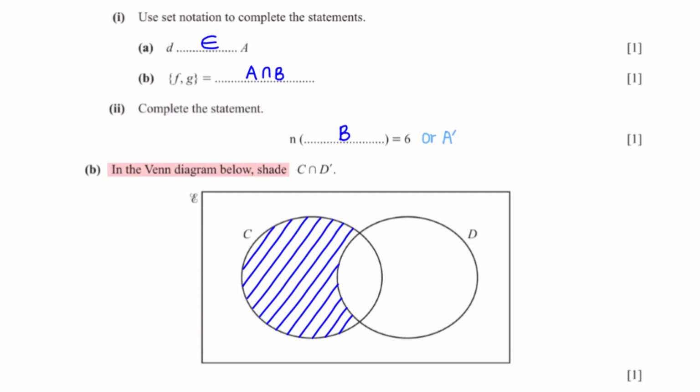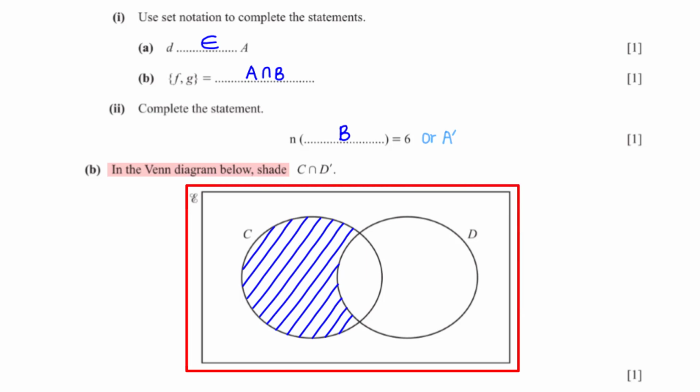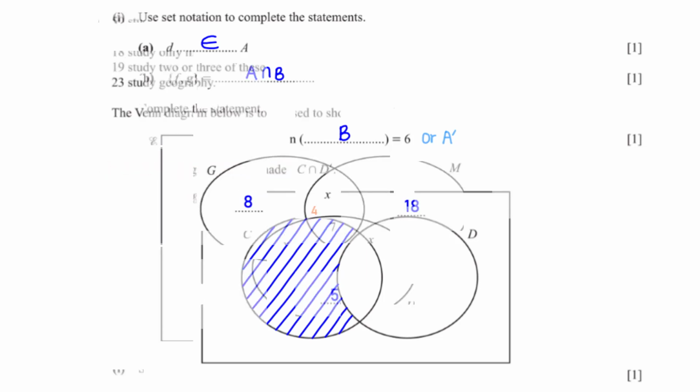In the Venn diagram below, shade C intersection D complement. In other words, we are to shade the region that is in set C and not in set D. This region has been shaded on the Venn diagram.